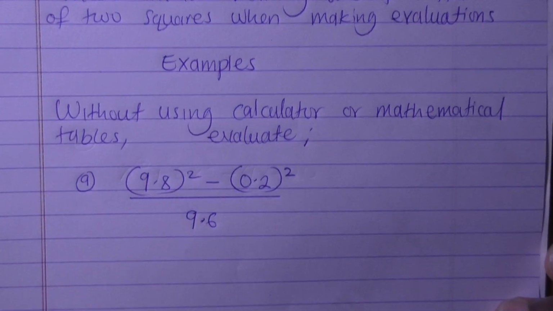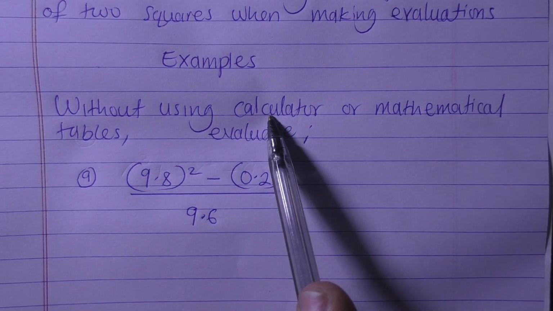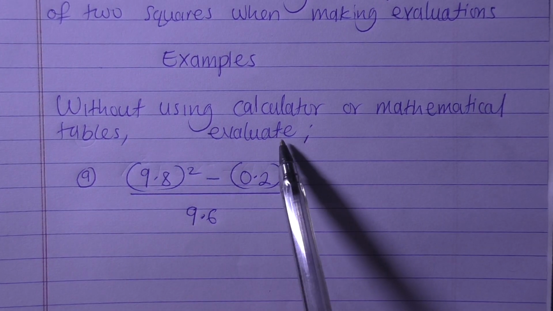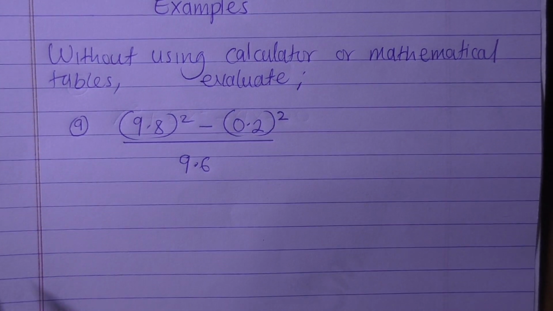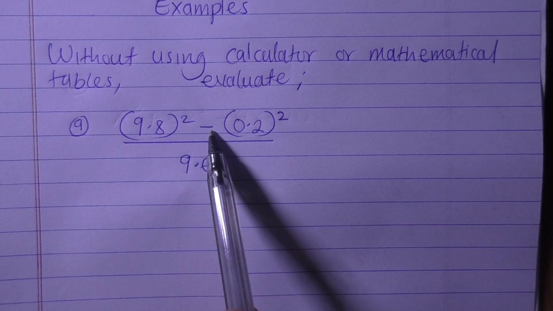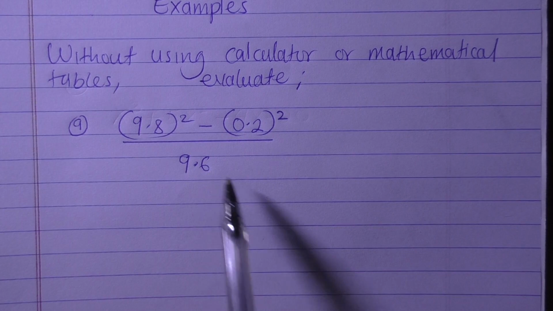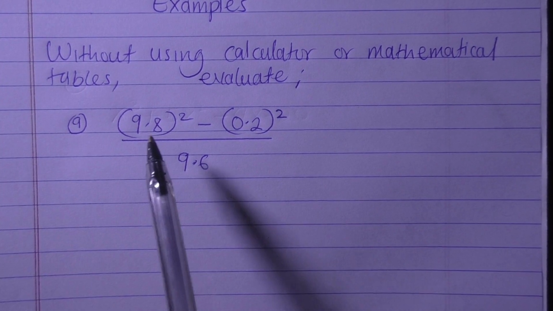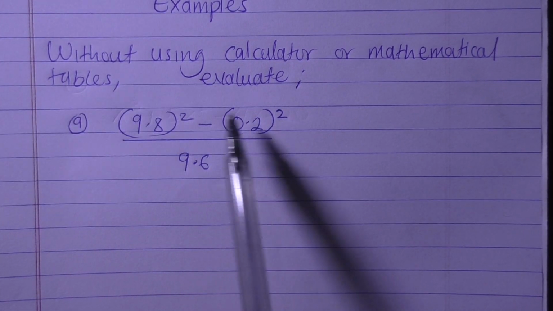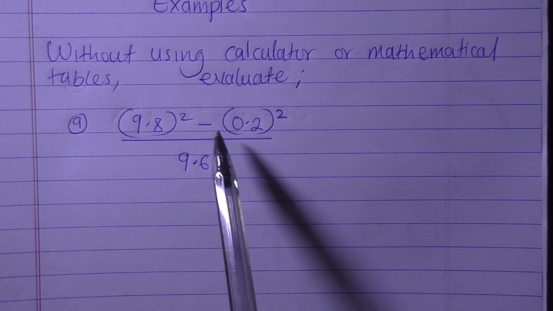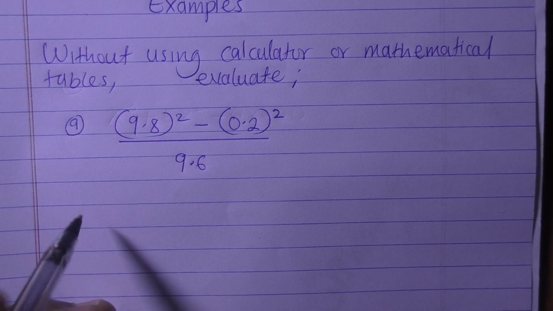Our example 1 says, without using calculator or mathematical tables, evaluate 9.8 squared minus 0.2 squared over 9.6. So, if you look at our numerator, the expression is in the form of a difference of two squares. Then how do we work this out?